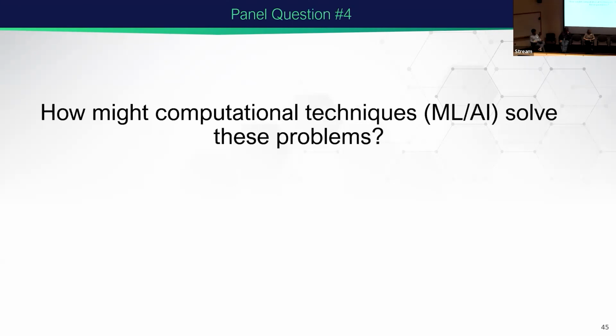And it's sort of a topical question of how might computational techniques, whether these be machine learning or artificial intelligence, might solve these problems? Can they solve these problems in your opinion?